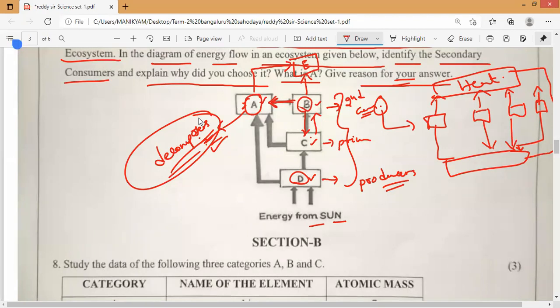Sorry, here you can change the arrow because they are giving a reverse arrow. It is indicating A is eaten by B, but sorry, it is B is eaten by A. Everybody commonly delete it, so that it is only decomposers you can see.